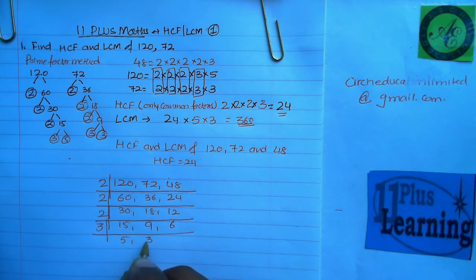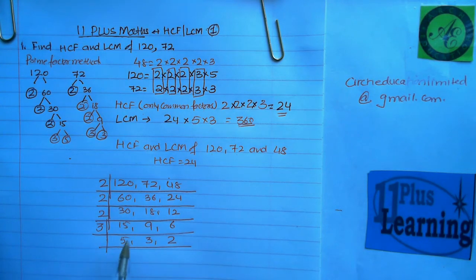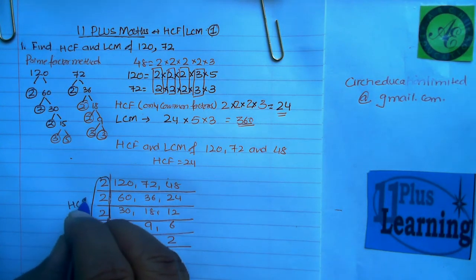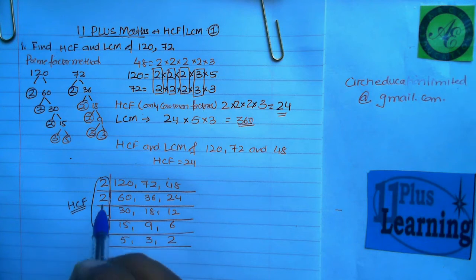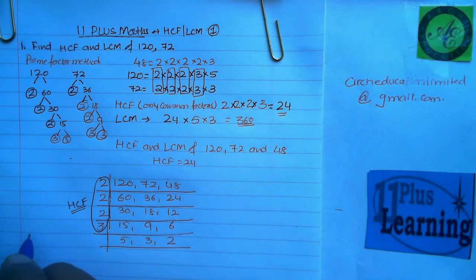Now can we repeat the process? And the answer is no, because all the 3 numbers are prime numbers. They cannot be divided by any other number. Right, so we reach here and stop. So the HCF is the prime numbers which could divide all the numbers at the same time. We just multiply them. This will be 2 times 2 times 2 times 3. That's 24. Same as what we got over there as well.